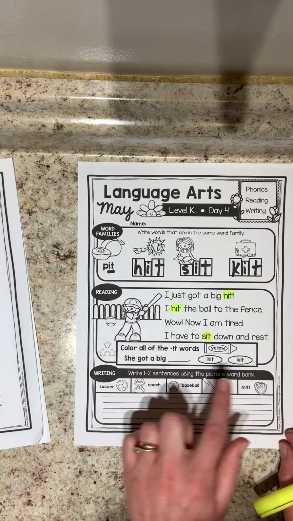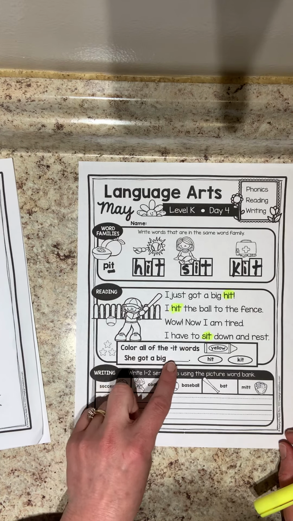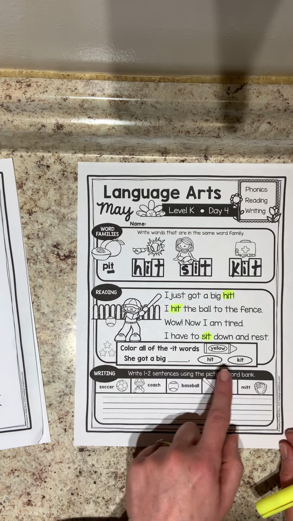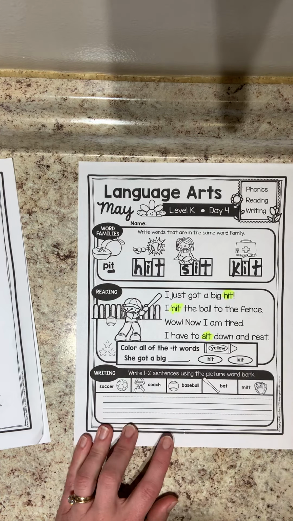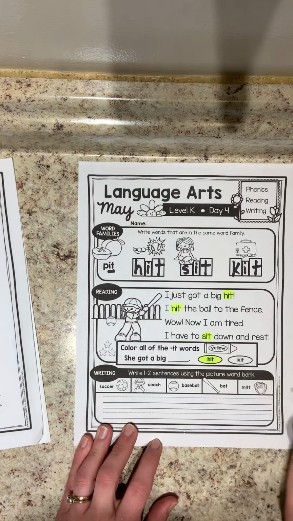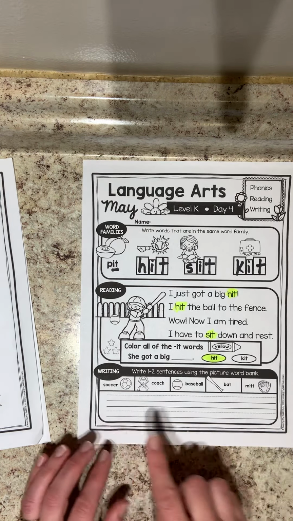Let's answer this question here. She got a big what? Did she get a big hit or did she get a big kit? I say she got a big hit, and I'm going to color in that word. Hit. On to sentence writing.